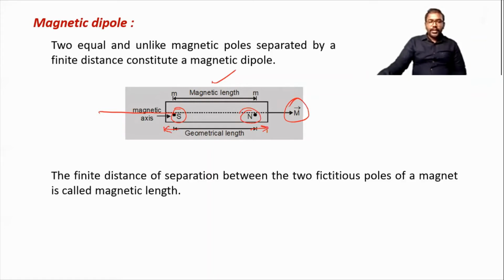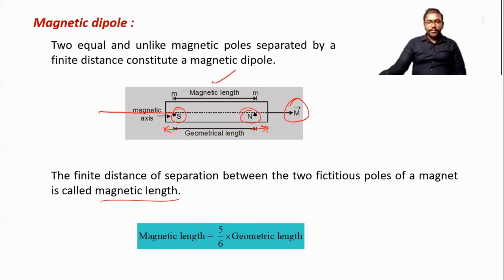The finite distance of separation is the magnetic length, which we already learned. Now the relation between magnetic length and geometric length: magnetic length is 5 by 6 of the geometric length. In the picture also you can see magnetic length means the distance between the two poles of the magnet. The poles are not at the end, they are just inside the edge of the magnet. So here magnetic length is smaller than the geometrical length. You can see the relation between magnetic length and geometric length.